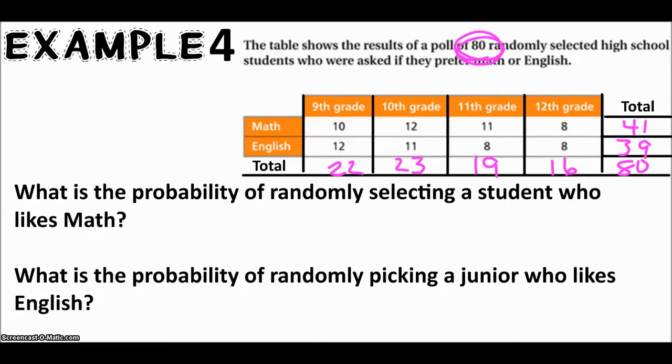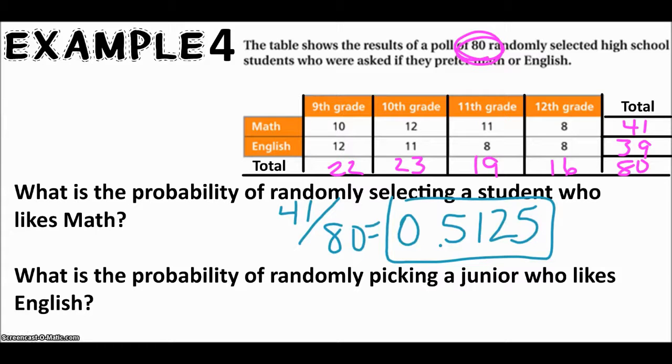So now that we're done setting up our totals, let's go ahead and figure out the probability of a randomly selected student who likes math. So out of all of the 80 students, 41 of them like math. So it should be 41 over 80, which is 0.5125.